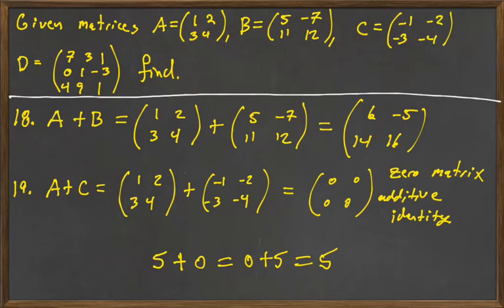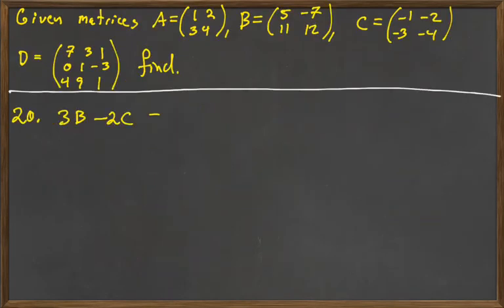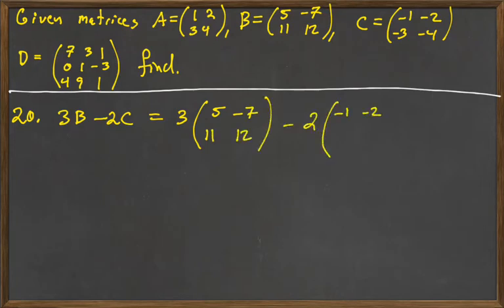Okay, I think we're going to do 2 more of this type. So we're going to go ahead and write down all those matrices again. Okay, so 3B minus 2C means we're going to multiply 3 times matrix B, and then subtract from it 2 times matrix C. Okay, and so it's kind of like the distributive property, so we're just going to multiply that 3 through. So 3 times 5 is 15. 3 times -7 is -21. 3 times 11 is 33. 3 times 12 is 36.